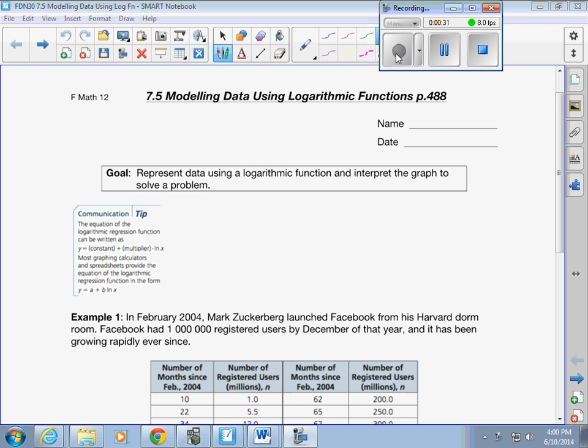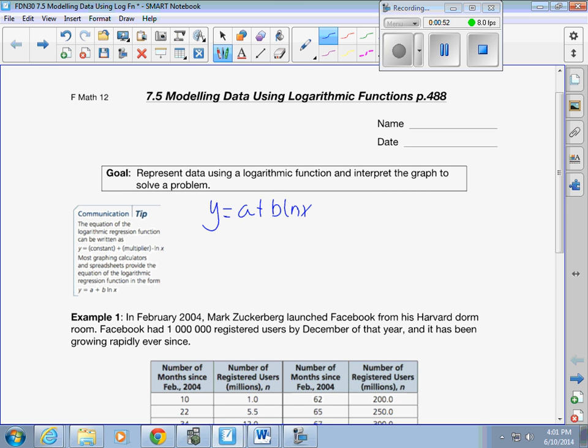Most graphing calculators and spreadsheets provide the equation of the log regression function in the form y is equal to a plus b ln x. So this is the general form that you're going to find it in. You can manipulate that equation if you want to look at it as an exponent.